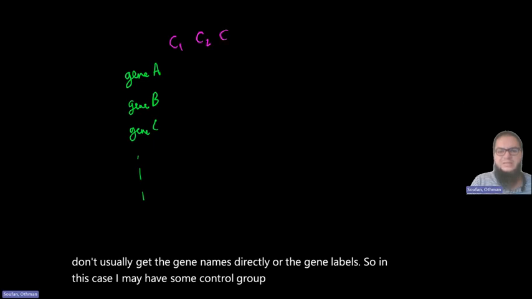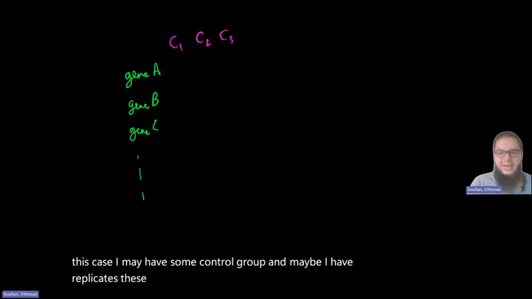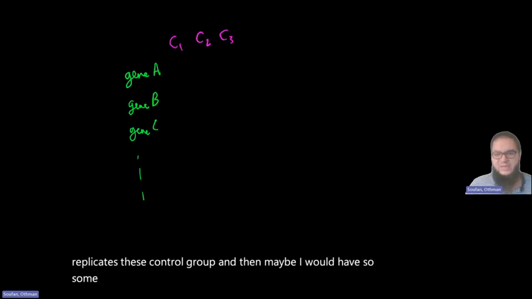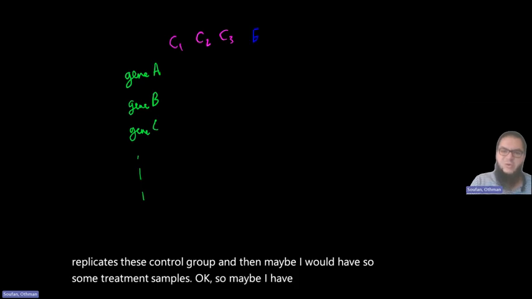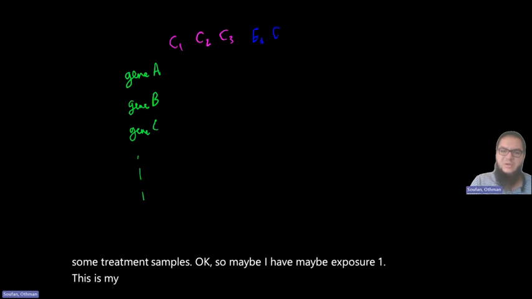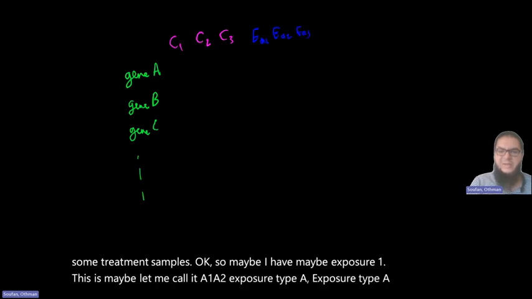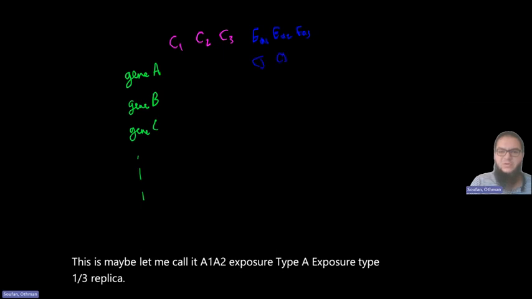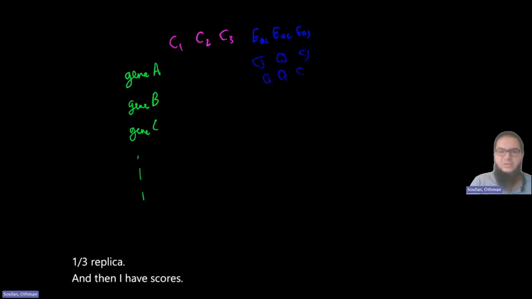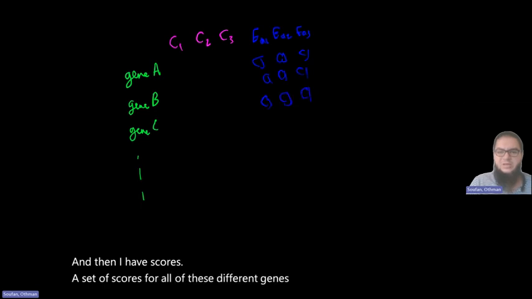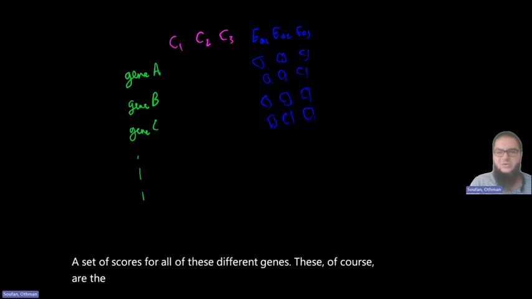So in this case, I may have some control group. Maybe I have replicates in this control group. And then maybe I would have some treatment samples, okay? So maybe I have exposure 1. Let me call it A1, A2, exposure type A, exposure type A, third replica. Okay, and then I have scores, a set of scores for all of these different genes.